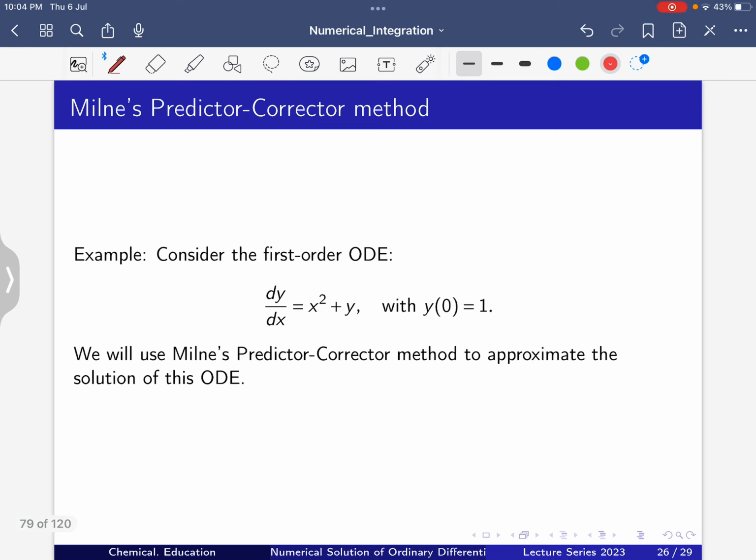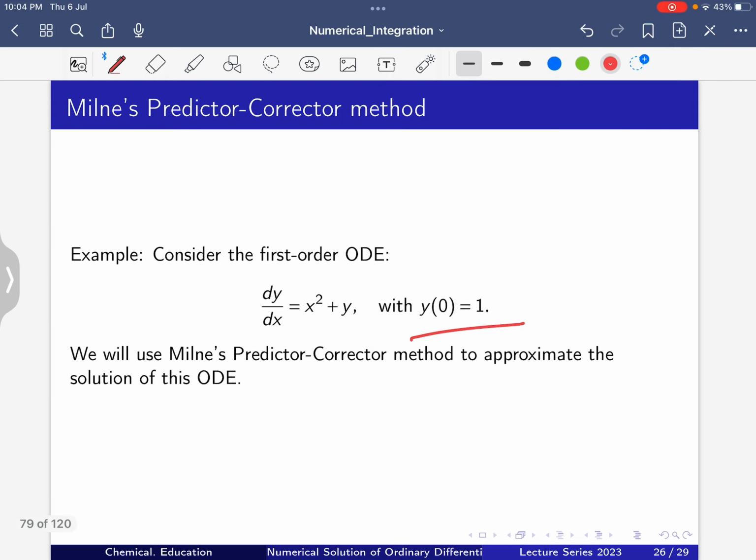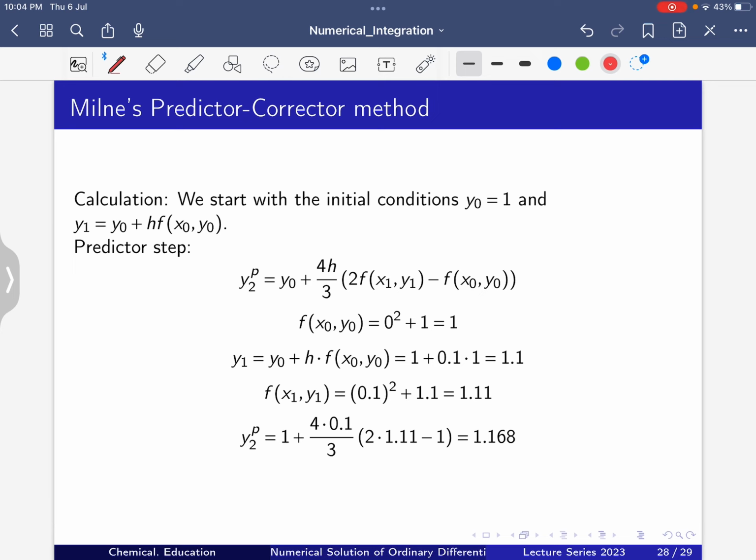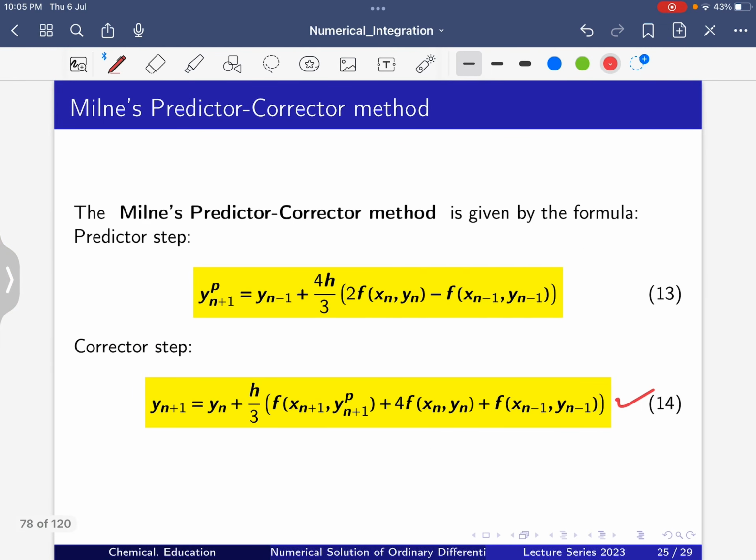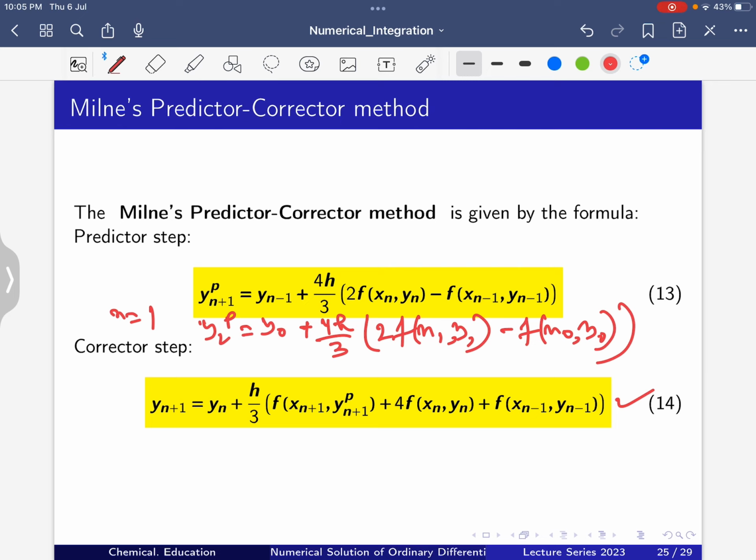Now again we are taking the same example: dy/dx = x^2 + y, with y = 1 at x = 0, and we have to calculate the approximate solution of the ODE. First we are going to calculate the predictor, y2p. If we take n = 1, then y2p = y0 + 4h/3 [2f(x1, y1) - f(x0, y0)].